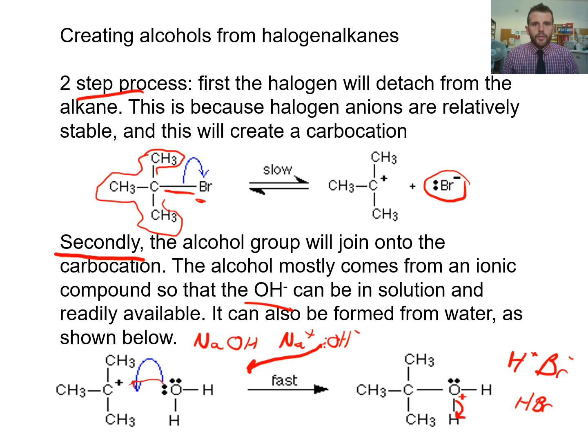So next up, we're going to talk about how to create an alcohol from a halogen alkane. So a halogen alkane is just when you have a halogen connected to an alkane. So it's a two-step process. The first one is we have to wait for this bond to be broken. So we need to have a bromine anion, and a carbocation.